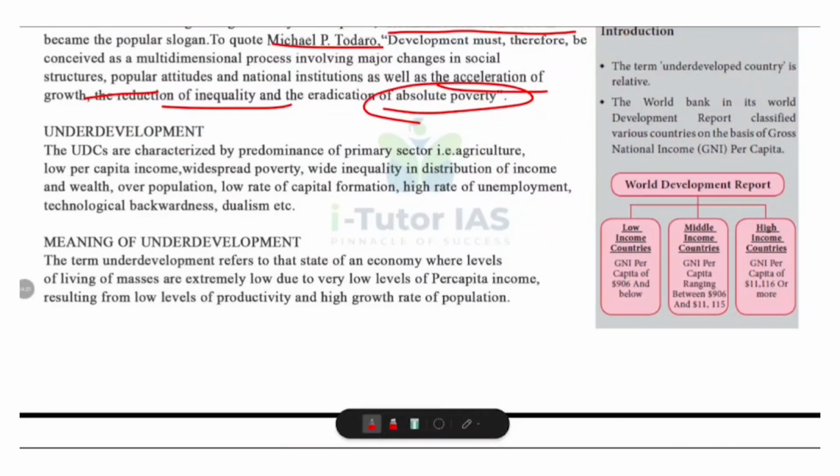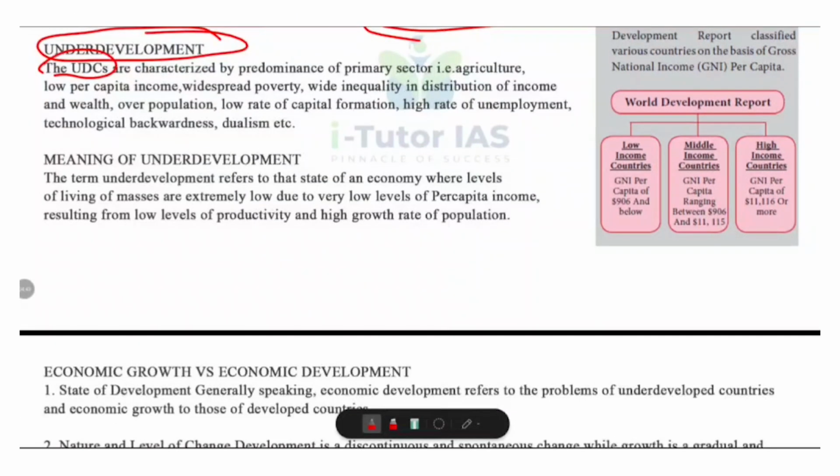Now let's understand the meaning of underdevelopment. UDCs or underdeveloped countries share a number of common characteristics. These features help us identify why their economies struggle and what challenges they face. So let's look at them one by one. First challenge was predominance of primary sector. Most people in UDCs depend on agriculture and other primary activities. Industry and services are comparatively less developed.